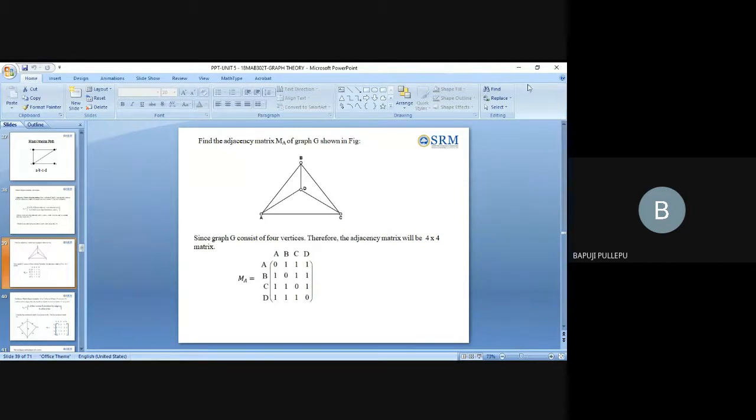Now let's see this adjacency matrix. How many vertices are there? The vertices are A, B, C, D. Now we can write A, B, C, D as rows and A, B, C, D as columns. From A to A, can you go by an edge? Is there any chance of an edge? No, so 0. But from A to B, there is an edge in the graph.